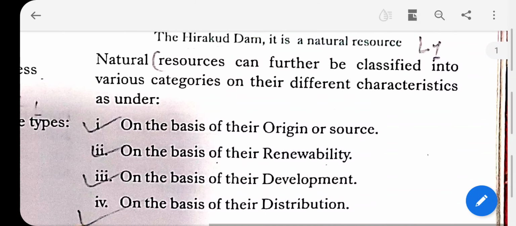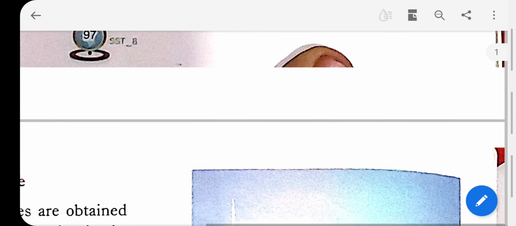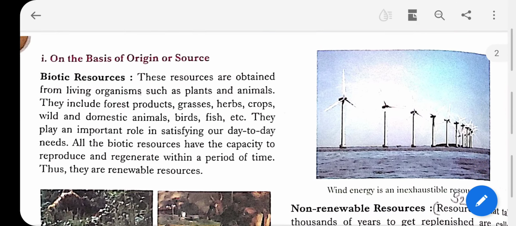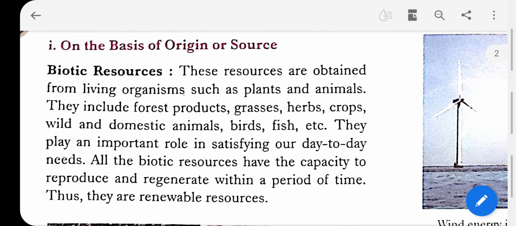So, natural resources are further classified into various categories on the basis of their different characteristics. According to characteristics, natural resources were further divided into categories. And what were the categories? On the basis of origin or source, on the basis of their renewability, on the basis of their development, and on the basis of their distribution. So let us discuss the first, on the basis of origin or source.